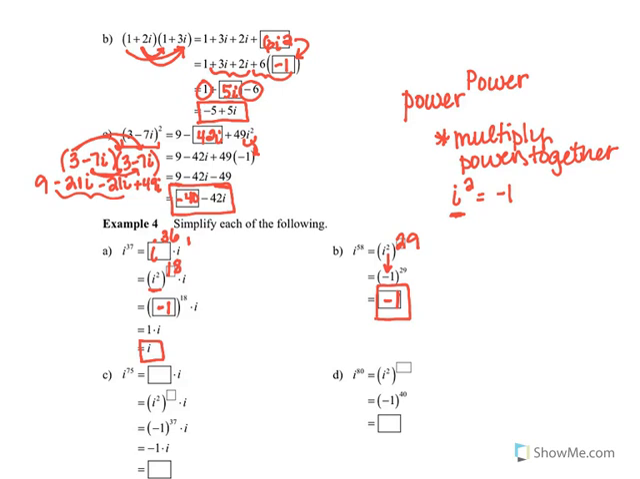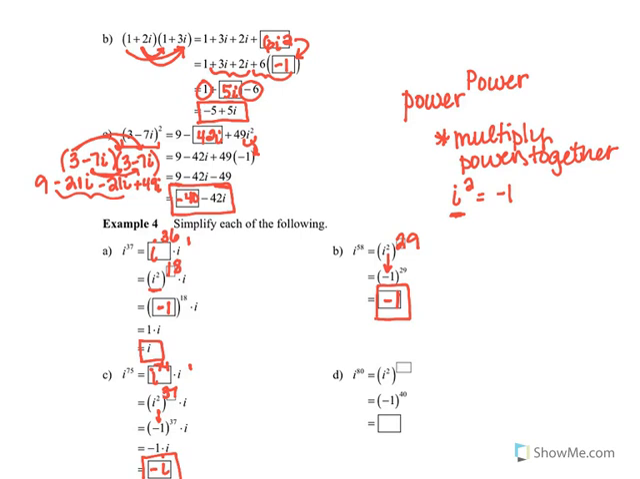Letter C, i to the 75th. Here, because it's not an even number, but I know based on part A, if I were to take i to the 74th times i to the 1st, multiplying my bases together, I would get an addition of my exponents. So 74 plus 1 is 75. 74 is an even number, giving me i squared to the 37th. Replacing i squared with -1, here again I have -1 to the odd power, giving me -1 times my outside i is -i.